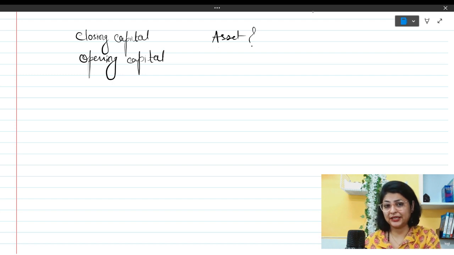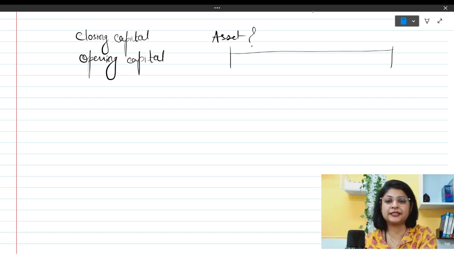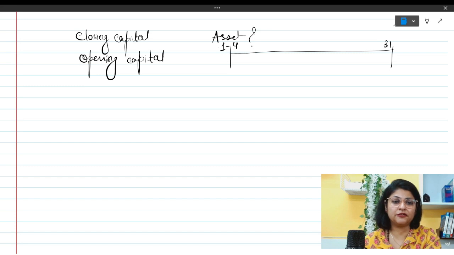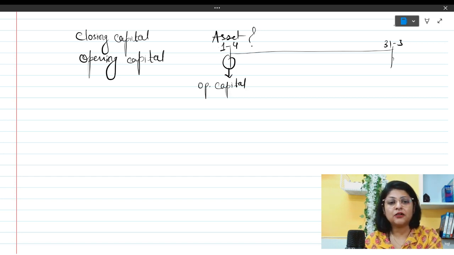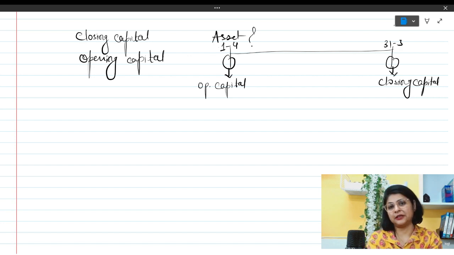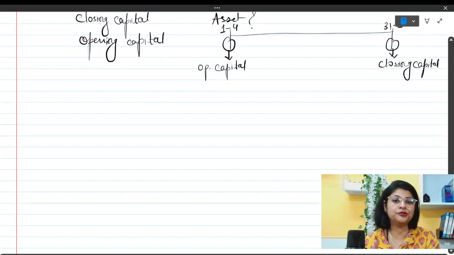Now, what is opening capital and closing capital? Let us understand that first of all. So, if this is my accounting year, which is starting from 1st April and ending on 31st of March, the amount of capital over here is known as opening capital, and on this date, the amount of capital is known as closing capital. Now the questions will be put to us something like this, that they will give us information on a particular date. So maybe we will have to do a forward working, or we will have to do backward working.